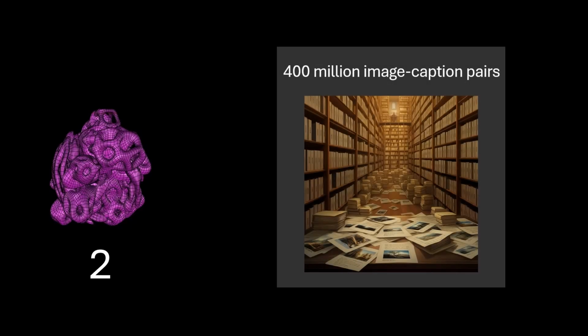Second, this manifold with an infinite variety of latent images was learned from examples. 400 million image caption pairs is a lot of examples, but it's not an infinite number. Using machine learning to construct complex mathematical functions, each realized as a neural network, is what allows us to get infinite variety from a finite set of examples.